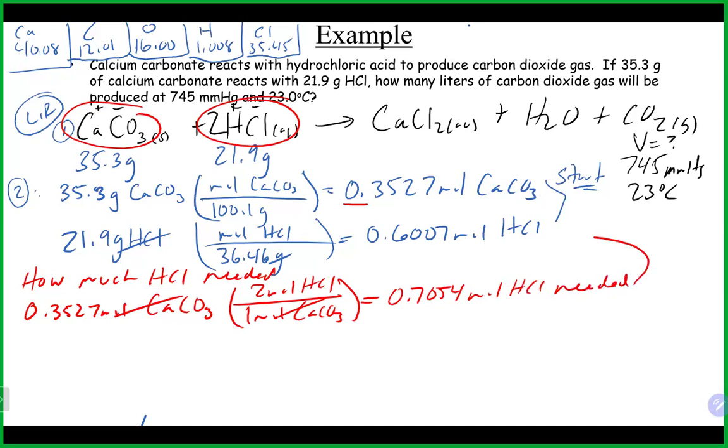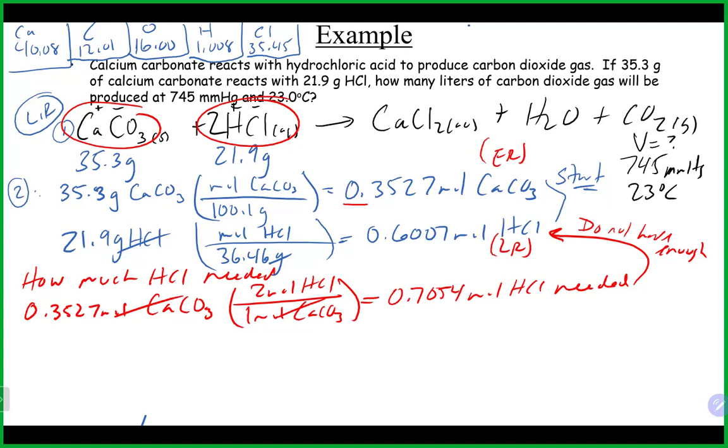Remember, this is the point where you bring it up here and compare. I need 0.7 moles. I have only 0.6 moles to start with. I do not have enough. And because I do not have enough, that means that the HCl is our limiting reagent and our other guy is the excess reagent. Any questions on that one there?